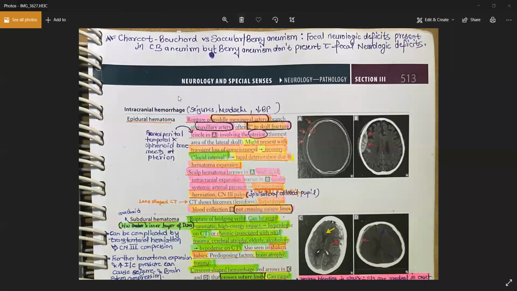Now, before we go to the hemorrhagic strokes, first you should know about the layers of our brain. Okay, and for that I need to open a file. Just give me a second.